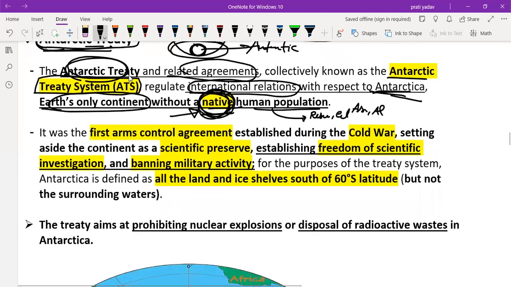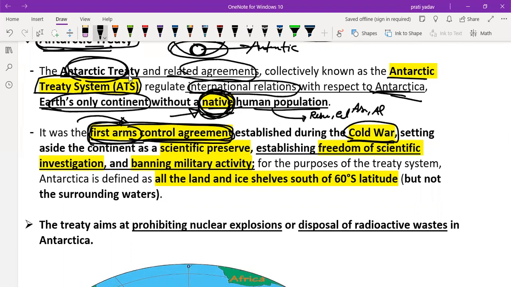Next one is, it was the first arms control agreement. It is the first arms control agreement established during the Cold War. During the Cold War, ATS was established and it is the first arms control agreement. That means prohibition of arms takes place in this agreement. This agreement sets aside a continent as a scientific preserve. So through this agreement we talk about an arms control agreement.